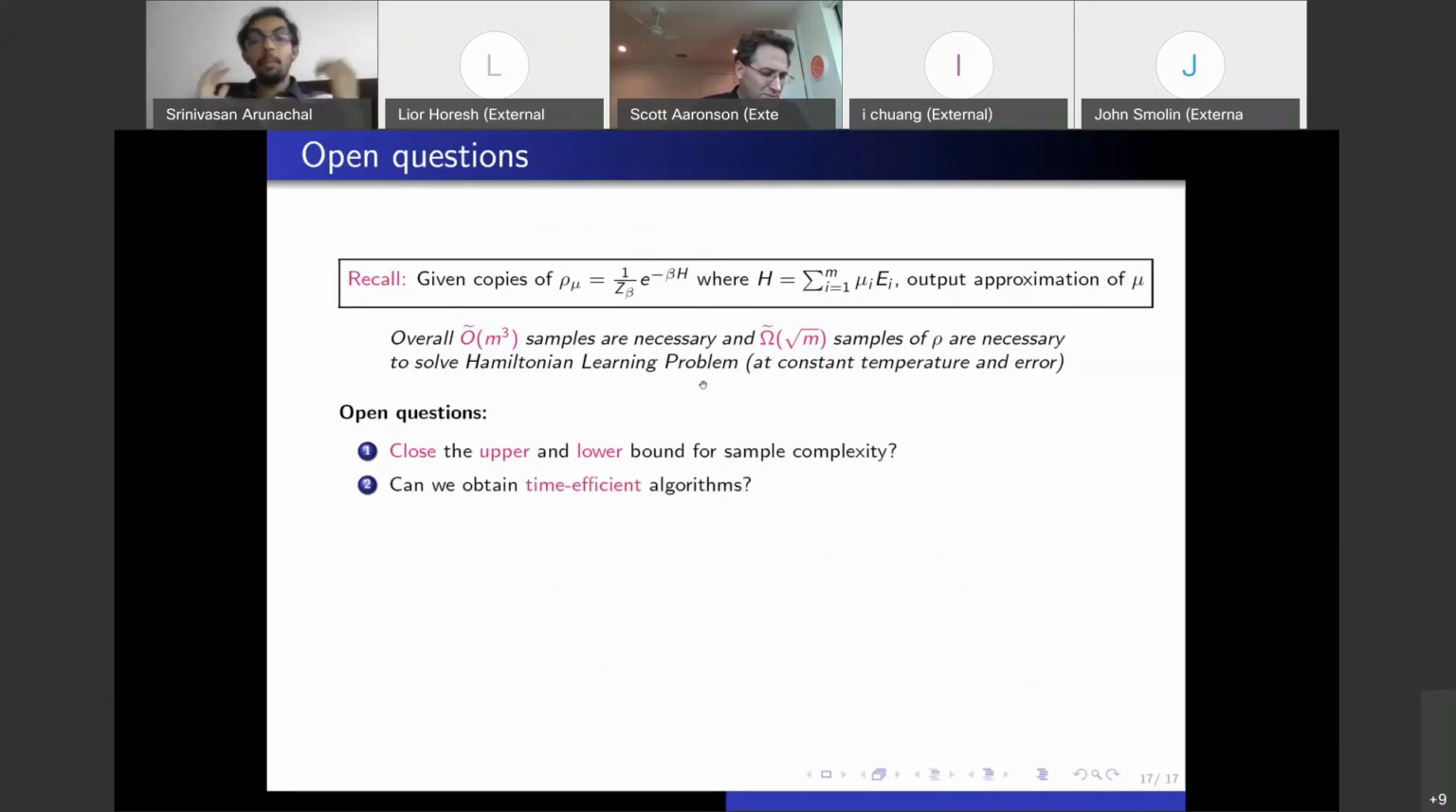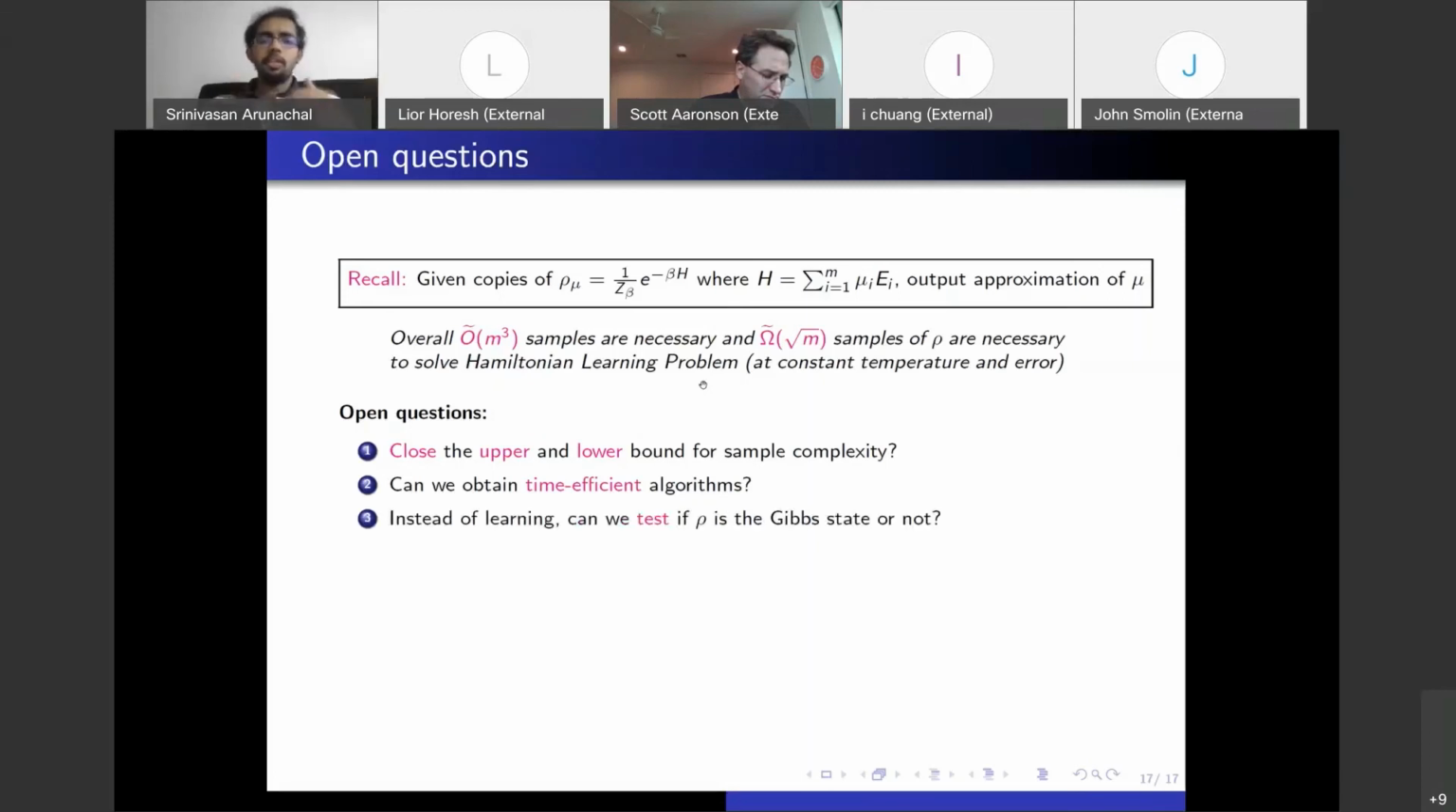The second thing is, can we make it time efficient? As I said, our algorithm is not time efficient because we talk about generic Hamiltonians, generic k-local Hamiltonians, but you could look at maybe a subset of Hamiltonians which are of interest in practice and see, for that, can we make our algorithm time efficient, or maybe even commuting Hamiltonians.